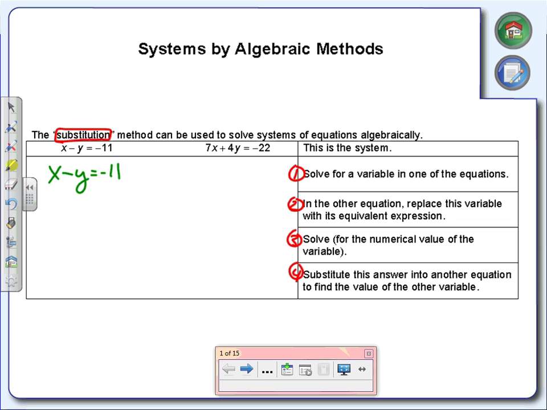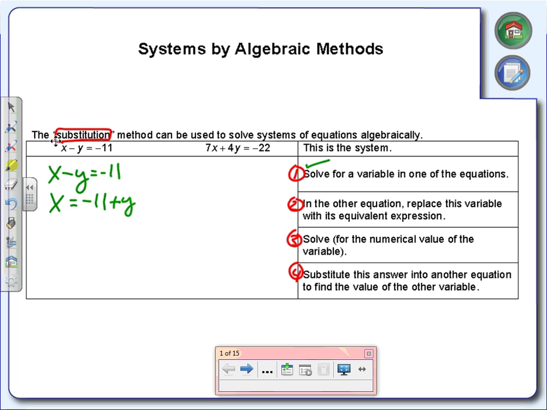So what I think I'm going to do is take this first equation here, and I'm going to solve it for x. It's my choice. Now the reason I chose to solve for x is because in order to do that, all I have to do is move my y over. So now I have x is equal to negative 11 plus y. All I did was move the y over. So that takes care of my first step here. Solve for a variable in one of the equations.